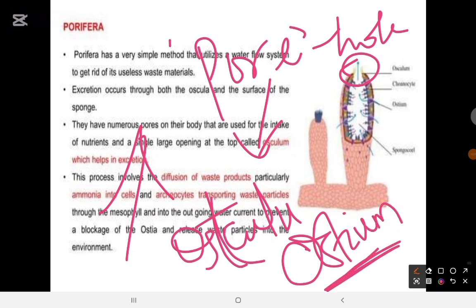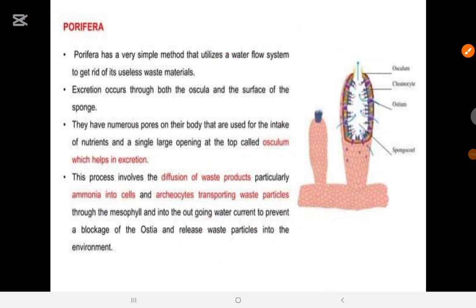So the ostium is the name of the opening on the body of the organism. The whole body of the organism has these numerous spores, and that's why we call them poriferans. Okay, let me quickly run you through how they excrete substances, waste from their body.